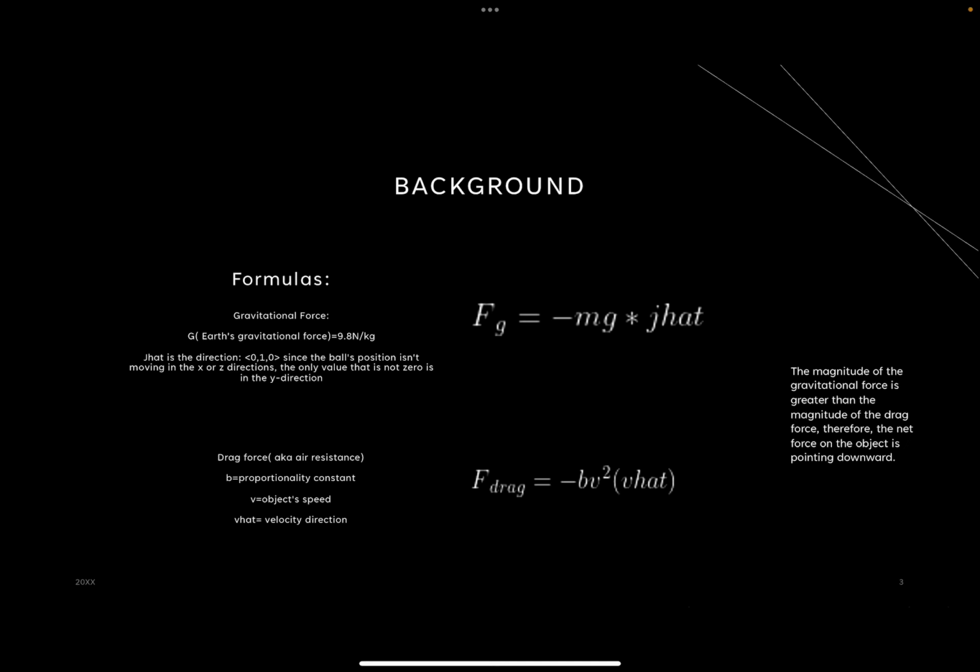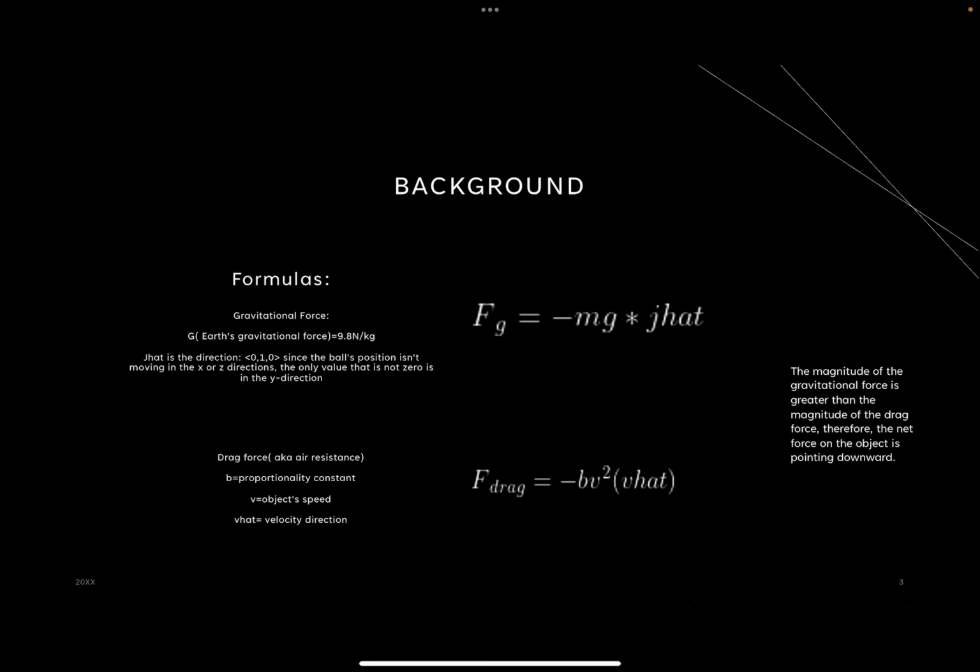Some important background information. A formula that is needed is the formula for gravitational force. It says that gravitational force equals negative mg times j hat. Lowercase g is 9.8 newtons per kilogram, which is Earth's gravitational field strength. Lowercase m is mass, and j hat is the direction (0, 1, 0). Since the ball's position isn't moving in the x or z direction, the only value that's not 0 is in the y direction.